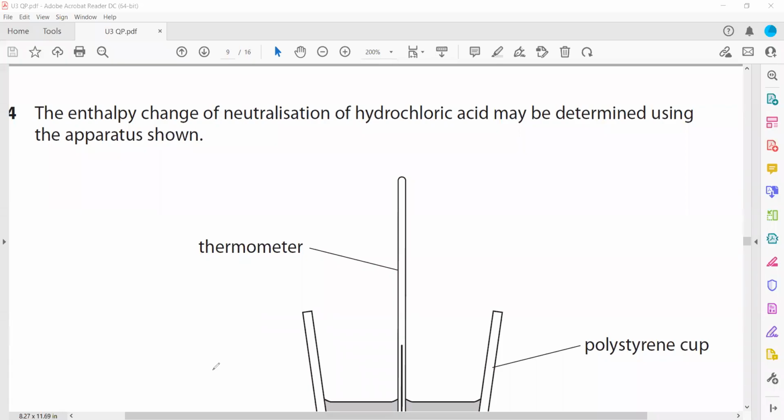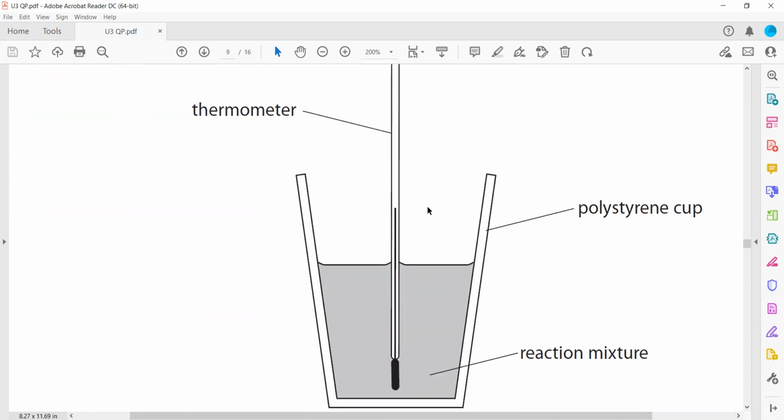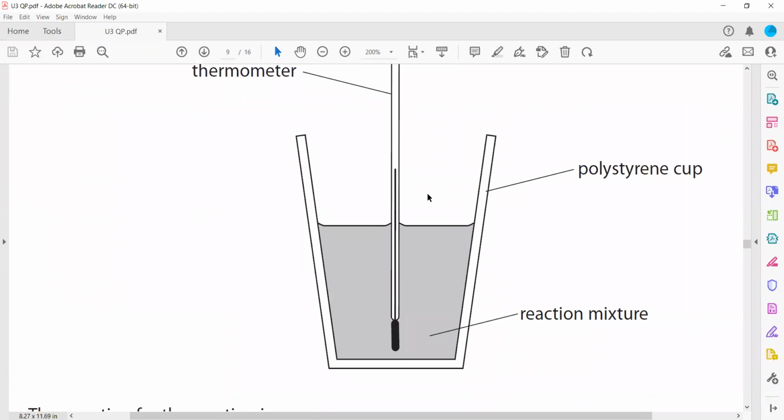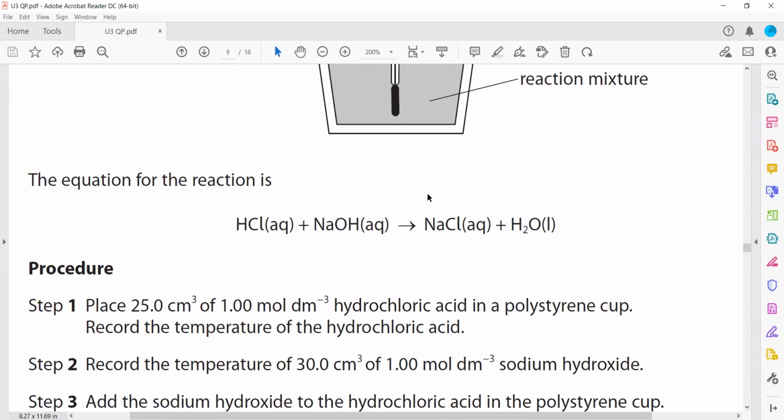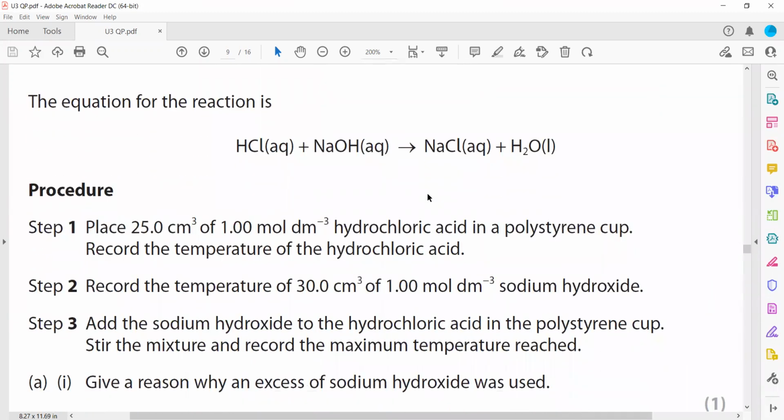The enthalpy change of neutralization of hydrochloric acid may be determined by using the apparatus. So how much energy change occurs when acid is neutralized by an alkali? A polystyrene cup is there, a reaction mixture of acid, HCl, and sodium hydroxide, and we record the temperature change.